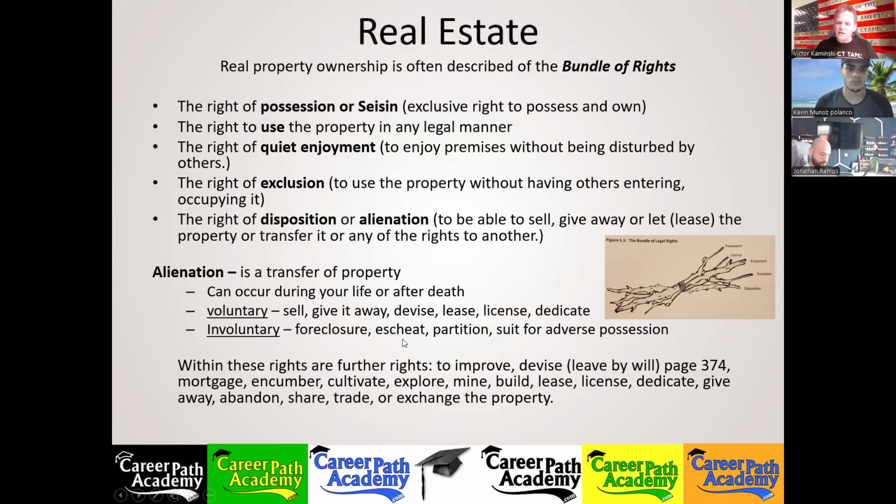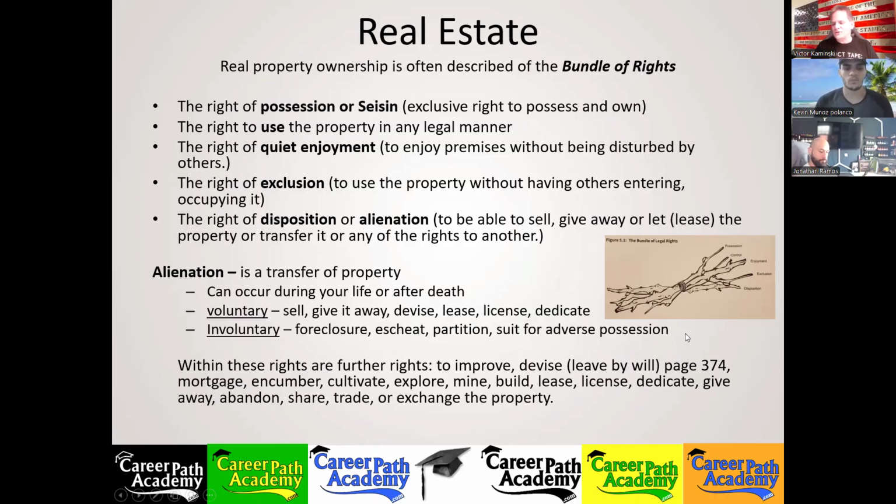No. You can take them to court to see if it's possible to physically partition the property. And if that can't be done, the court will order the property sold and each party will get their share of the cash, right? But that's called a partition.